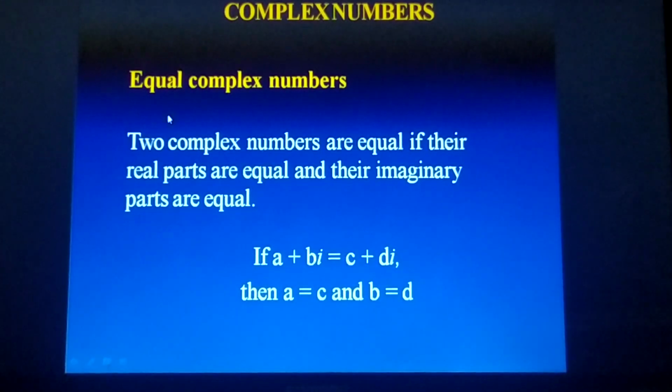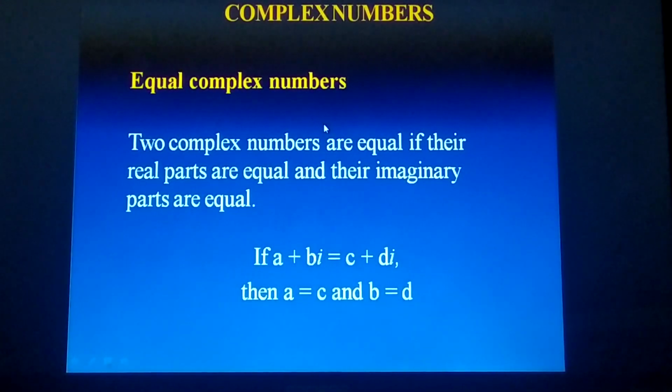Let's see about equal complex numbers. Equality of complex numbers: two complex numbers are equal if their real parts are equal and their imaginary parts are equal. Only then can we say that two complex numbers are equal.